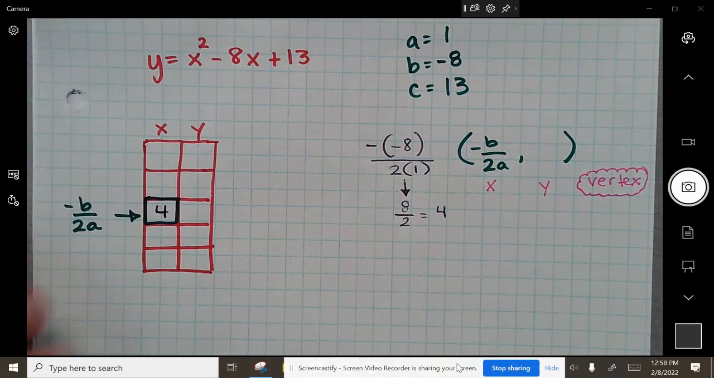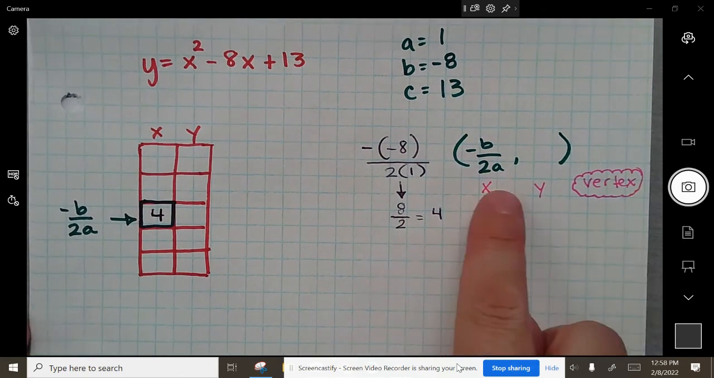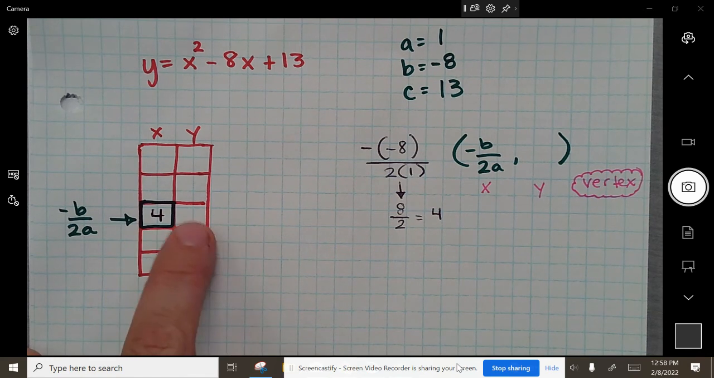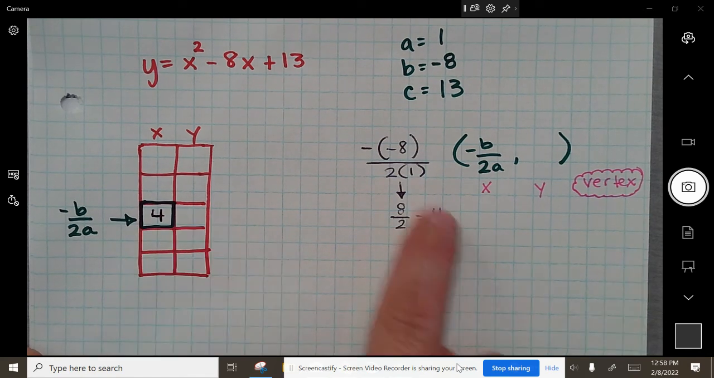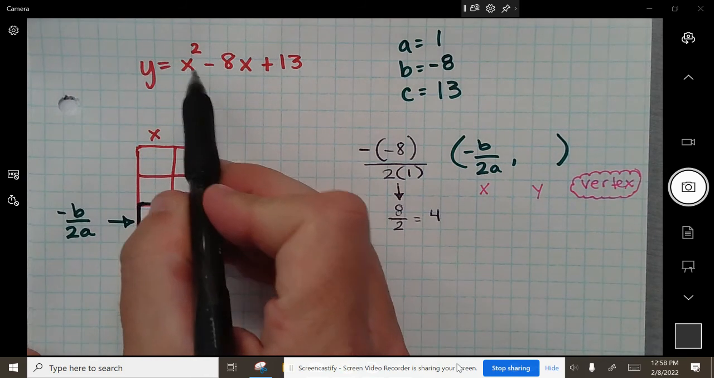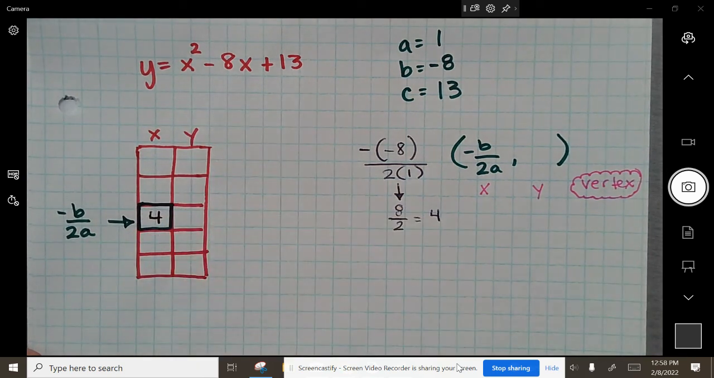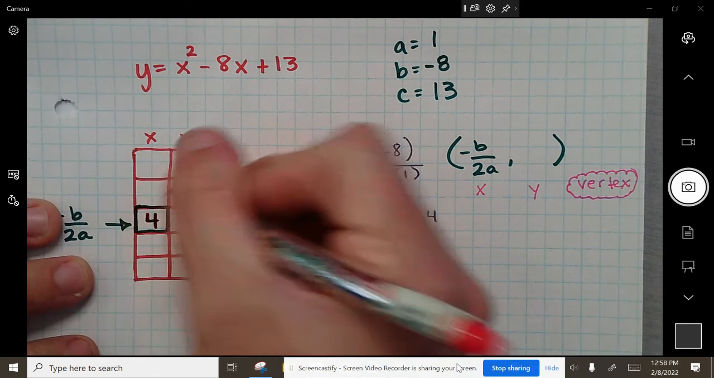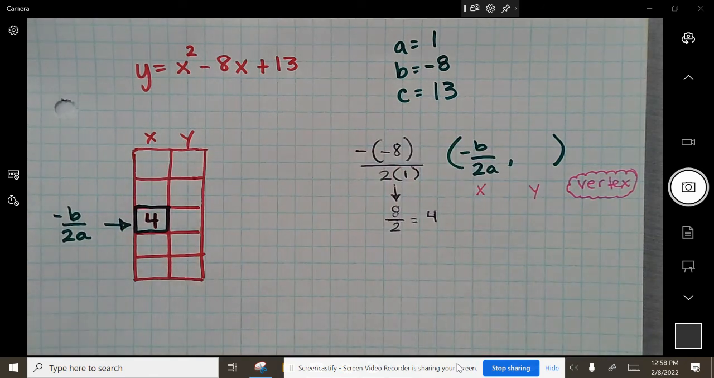So that's your first step. Negative b over 2a. That x value tells you the x of your vertex. Now, you could figure out the y by taking this 4 and plugging it into the equation. Before you do that, let's go ahead and do what next? Wayne. We have 4 here. Keep thinking. Keep telling what you're thinking.